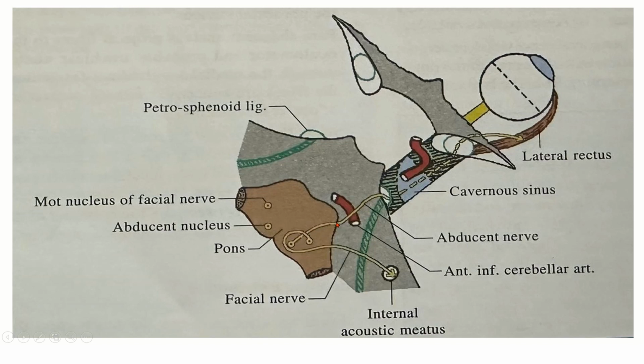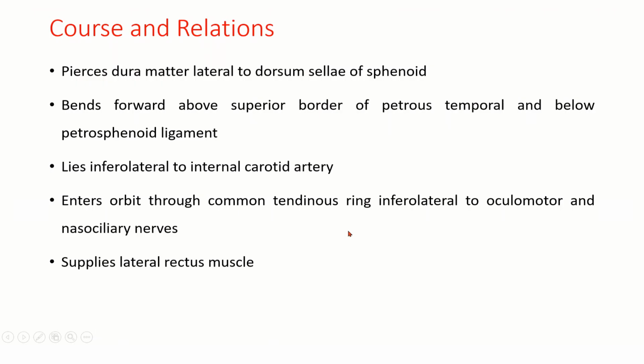You can see here, after emergence it goes in the cisterna pontis dorsal to the anterior inferior cerebellar artery, then just above the upper border of the petrous temporal and below the petrosphenoid ligament it takes an abrupt change in direction and passes straight forward in relation to the inferior lateral aspect of the internal carotid artery within the cavernous sinus. At the anterior end it passes through the common tendinous ring of the superior orbital fissure into the orbit. There it ends by supplying the lateral rectus muscle.